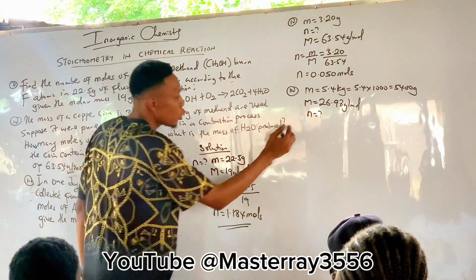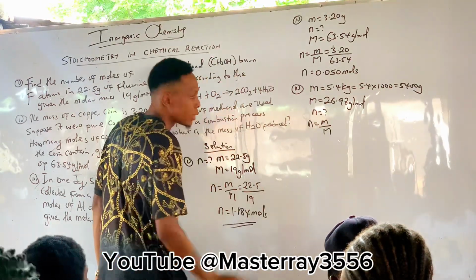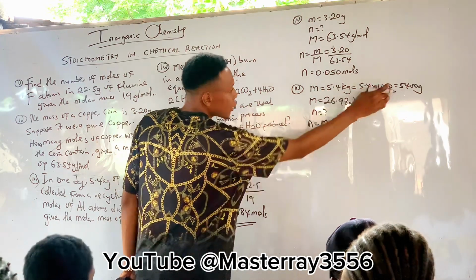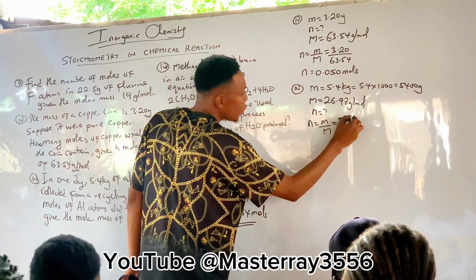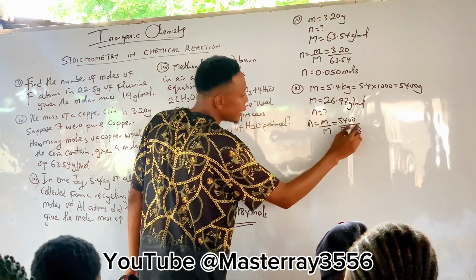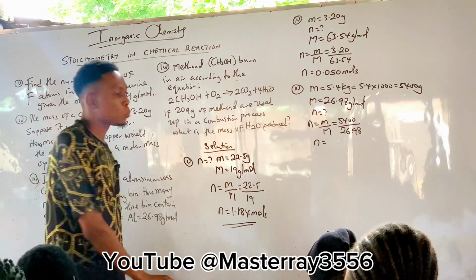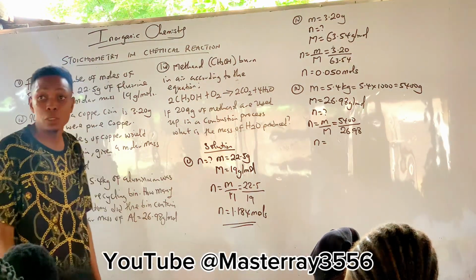All right, this time I have to get n, that's mass over molar mass. So our mass is 5400 divided by the molar mass, 26.98. And if you divide that, what do we have?